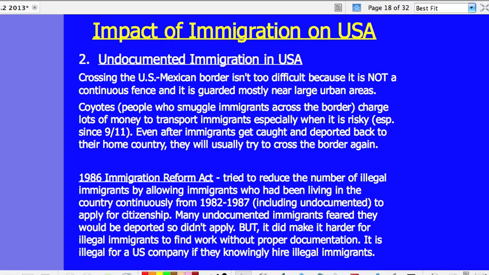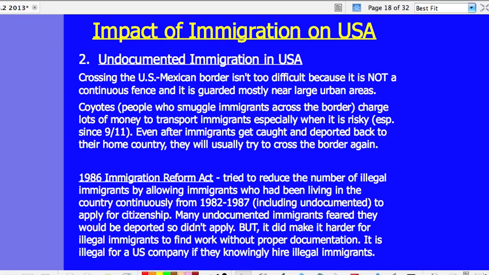In 1986, there was an Immigration Reform Act, which was mentioned in the last section. It tried to reduce the number of illegal immigrants by allowing all the immigrants who had been living in the country continuously from 1982 to 1997, whether they were undocumented or not, to apply for citizenship. At first, many undocumented immigrants feared that they would be deported, so they didn't apply. But eventually, many did apply, and a lot of people were accepted as citizens.